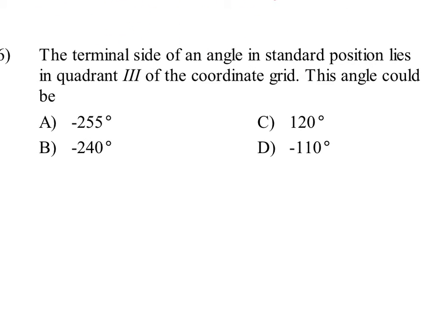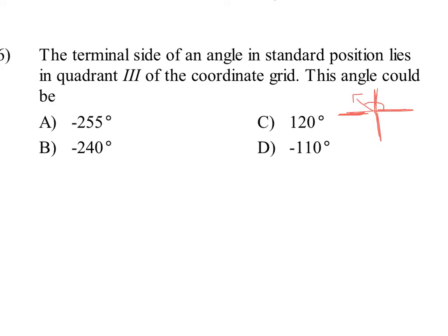Okay, terminal side of an angle in standard position lies in quadrant 3. This angle could be. So which one of these is in quadrant 3? I'm going to go with this one. You can just graph each one of them. Well, I guess I could do each one of them like this. So 120, this is 90, this is 120. Okay, remember this is 180, 90, 270, and 0 or 360.